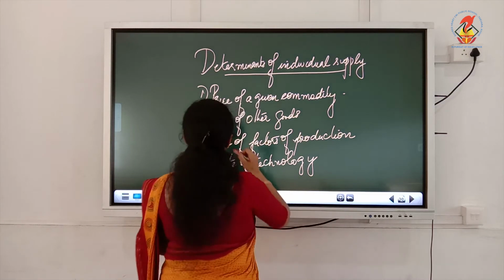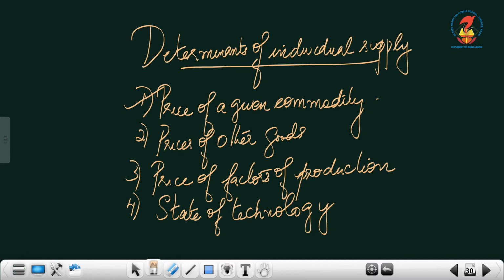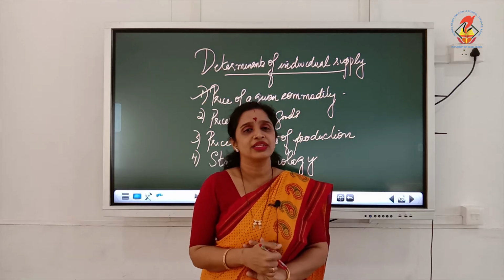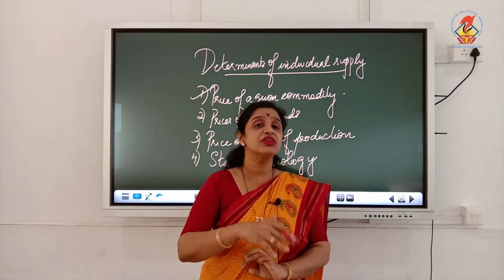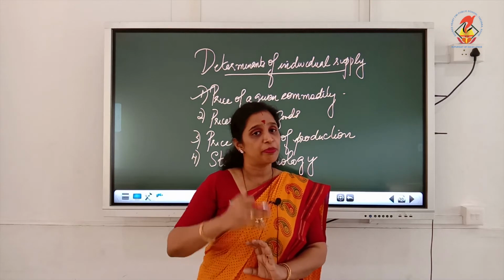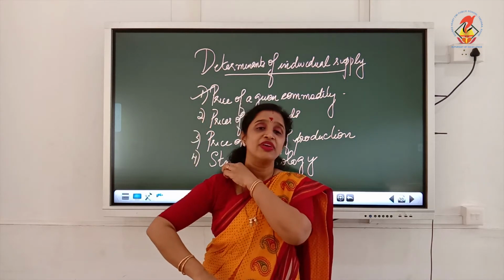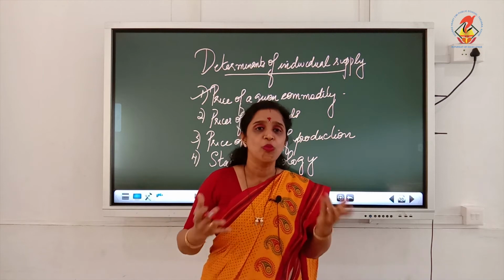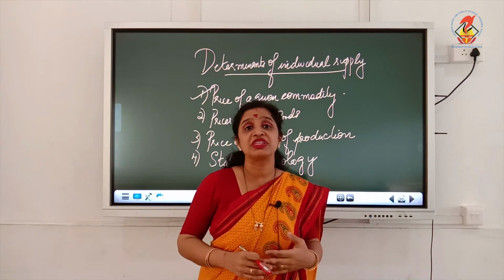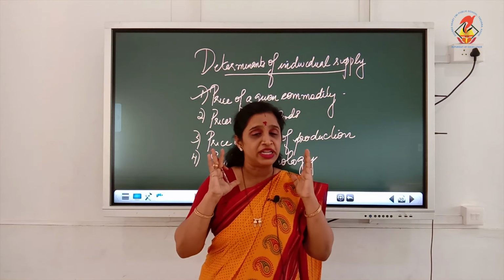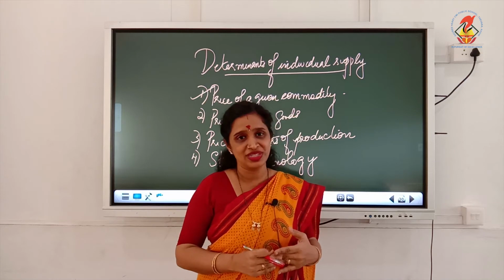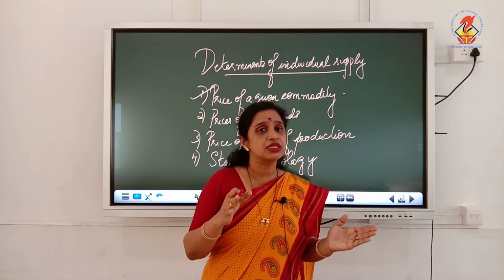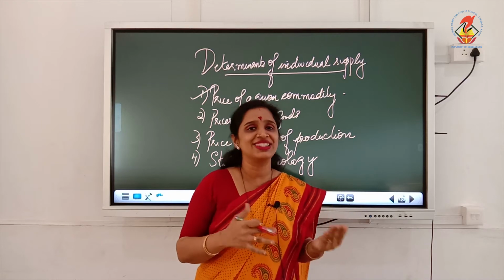The first factor is the price of a commodity. How will you define that? Always the price of a commodity is directly related to the supply. You have learned in demand, price of a commodity is inversely related to demand, isn't it? When the price increases, demand will be less, and when the price decreases, demand will be more. But it is just opposite in the case of a seller. A seller will be tempted to produce more if the market price of a commodity is more, isn't it? So, we can say there exists a positive relation between price and supply.